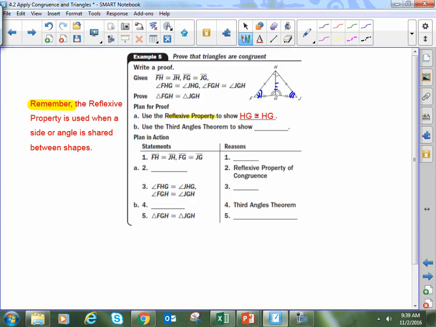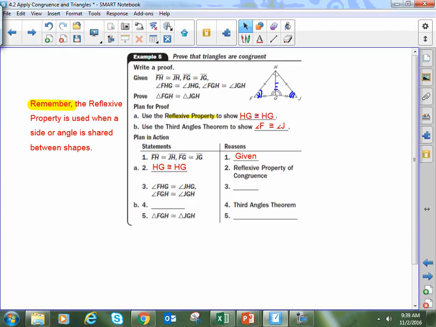But if we know two of the three angles in a triangle, we can figure out the other one by the third angles theorem. So the first thing I'm going to do is naturally take the information that was given to me and write it down. Then I can say that the third side is congruent because of the reflexive property.